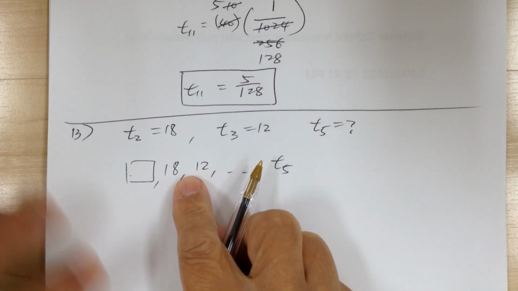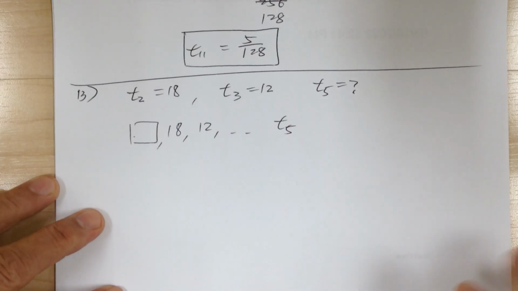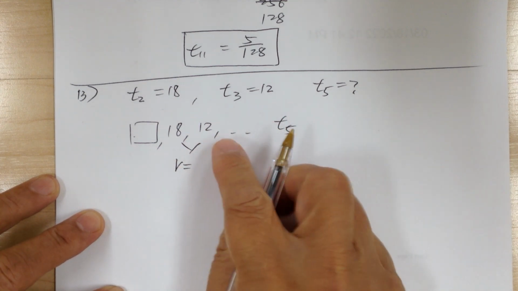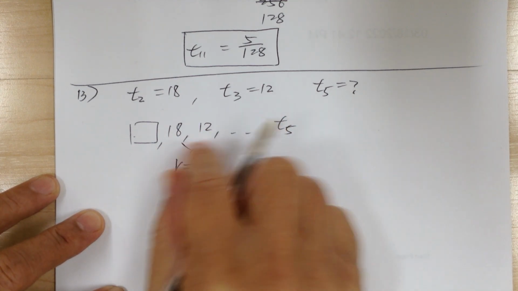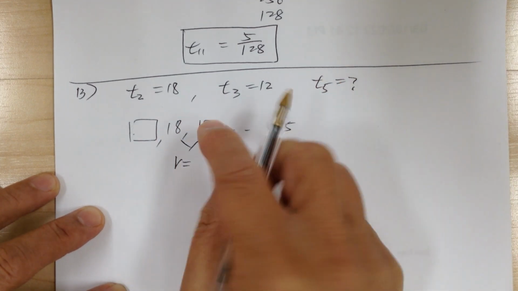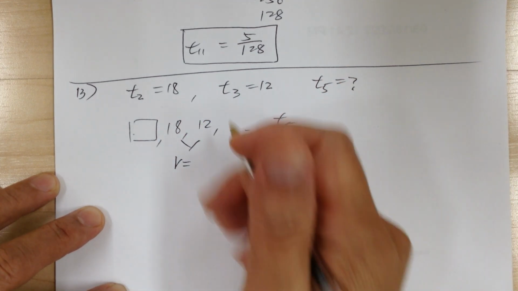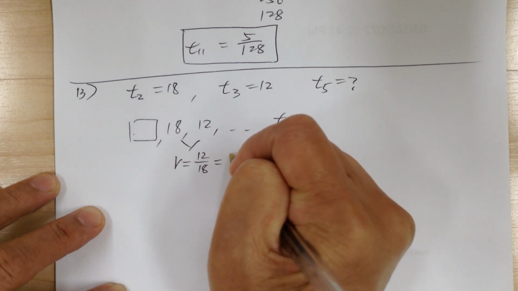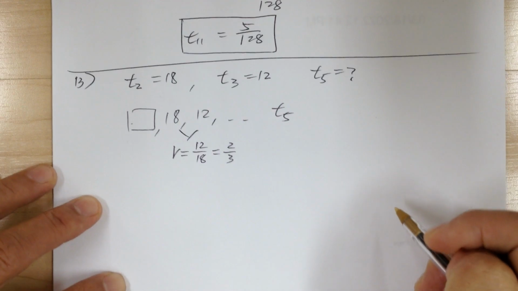With 2 numbers next to each other, you can figure out the R very quickly, so you don't have to use the formula. In most cases you have to use the formula, but since you have 2 numbers next to each other, you can do it right away. So R equals 12 over 18, which equals 2 over 3.